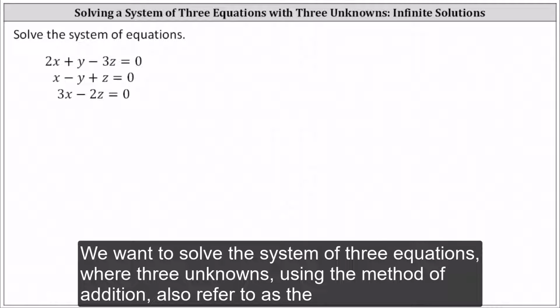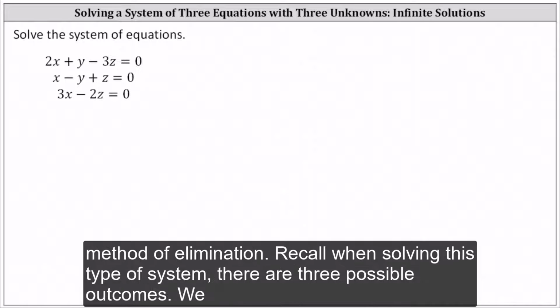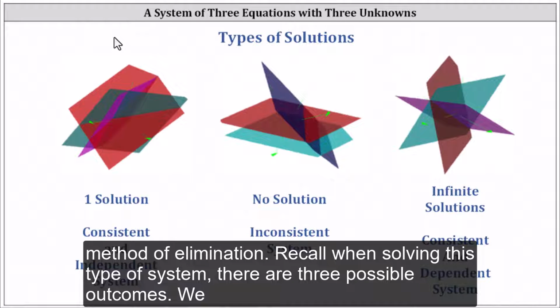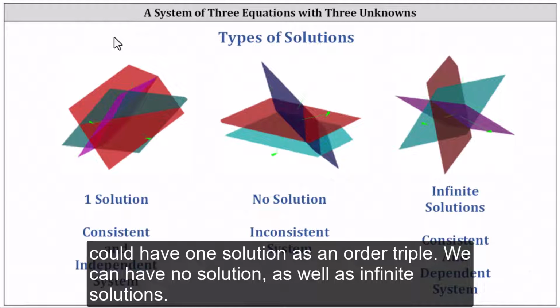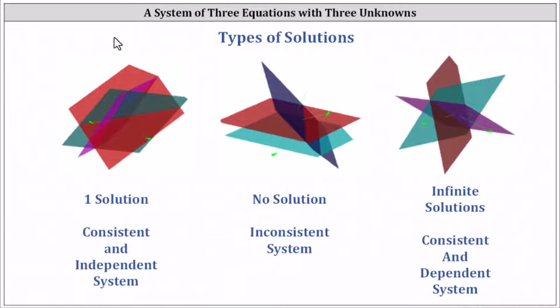We want to solve the system of three equations with three unknowns using the method of addition, also referred to as the method of elimination. Recall, when solving this type of system, there are three possible outcomes. We could have one solution as an ordered triple, we can have no solution, as well as infinite solutions.